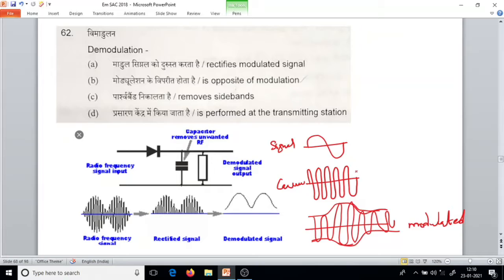Now in the receiver, to get the same signal back, like the same video or audio, we have to demodulate the signal. This is a demodulator. This circuit is a demodulator using an envelope detector. So demodulation is the opposite process of modulation. The output is whatever signal we sent, that we are getting as the output.